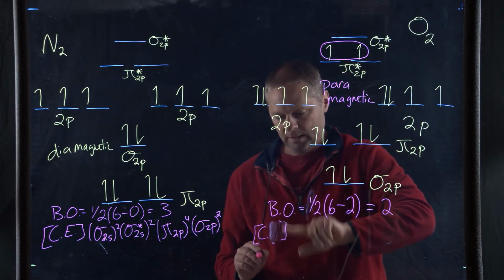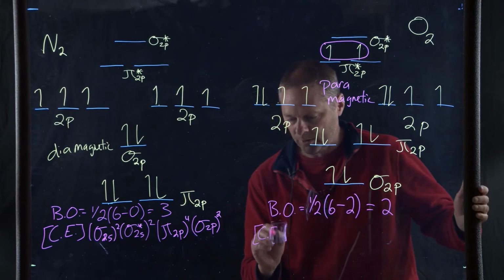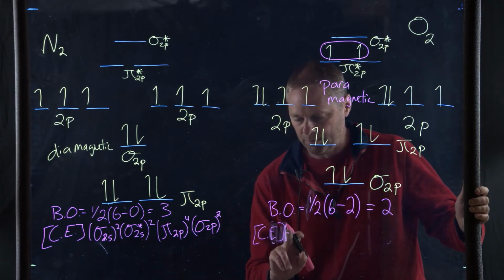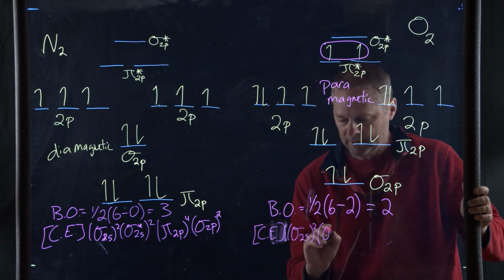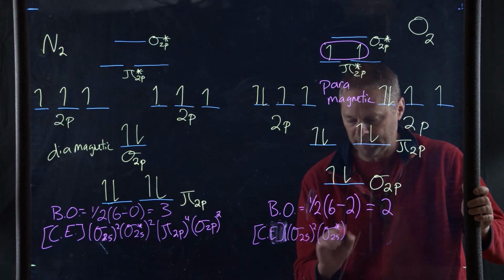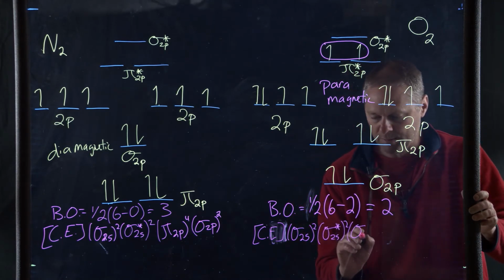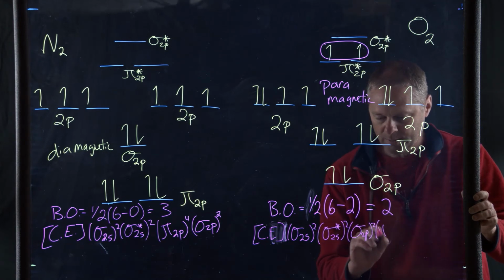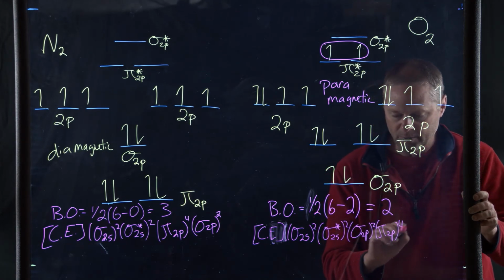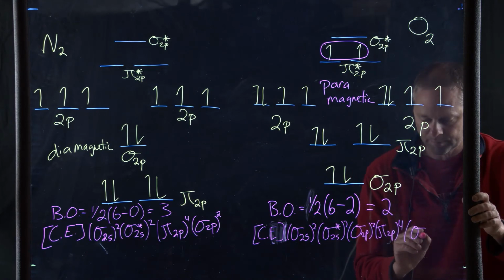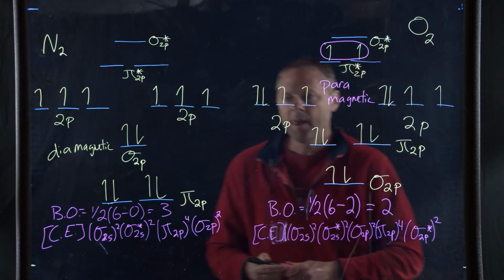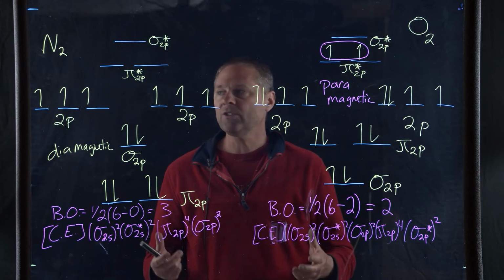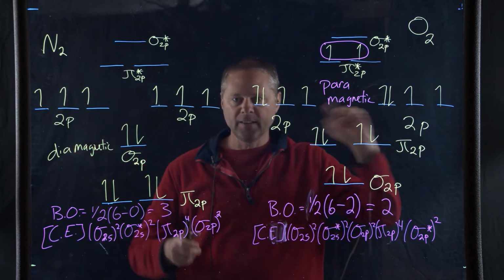If we're going to come up with the shorthand notation for this, it's going to be core level electrons, sigma 2s 2, sigma 2s antibonding 2. Then we're going to get the sigma 2p 2. This becomes pi 2p 4. And this becomes sigma 2p antibonding 2. And so that's going to be a shorthand notation for that. When I come back, we're going to finish this by looking at fluorine and then neon.